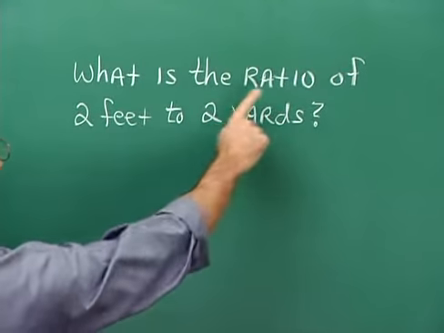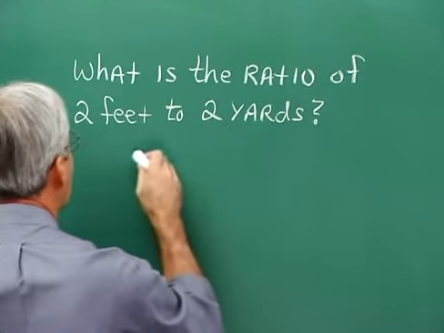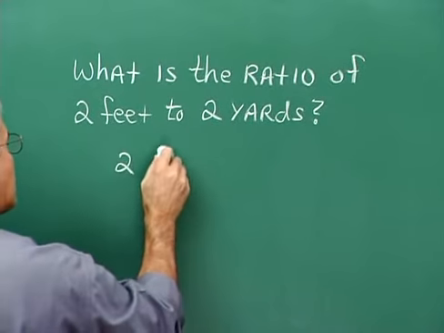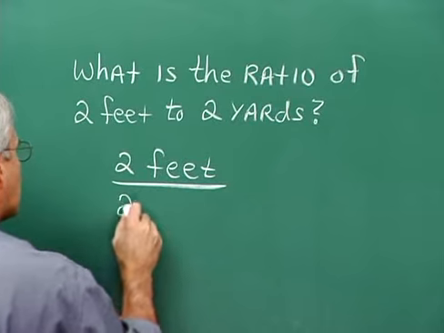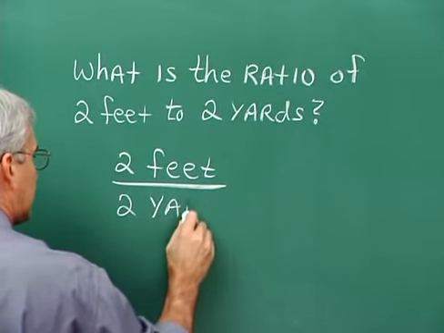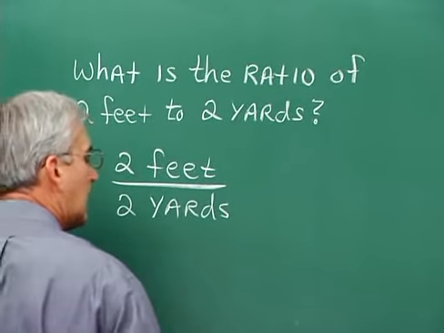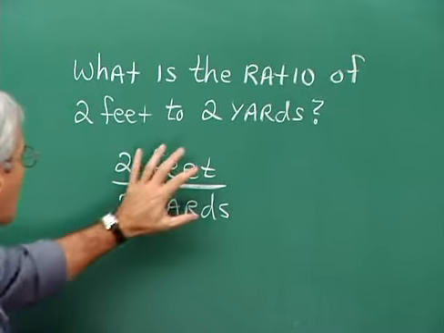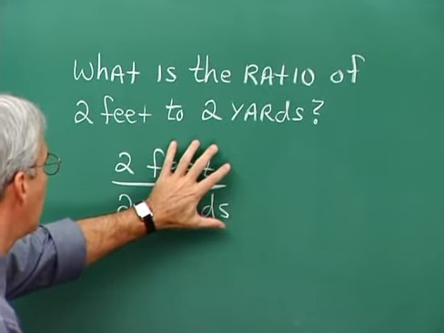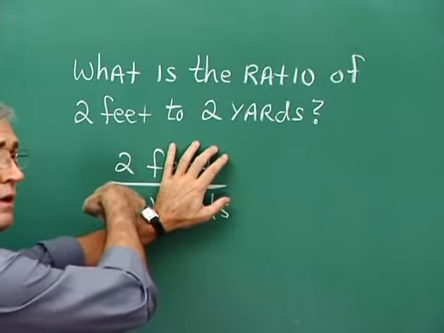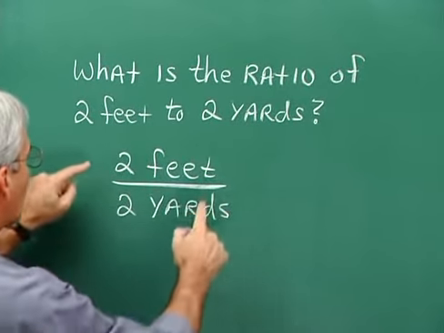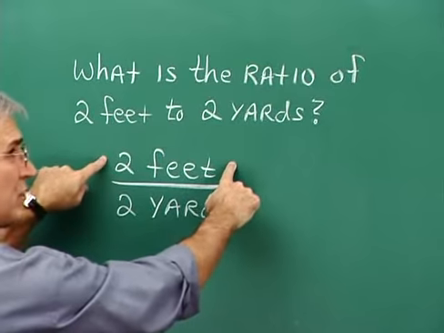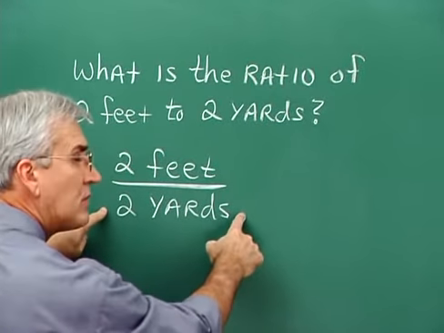If we're trying to write the ratio of 2 feet to 2 yards, then we could say that this is 2 feet to 2 yards. Now, notice that if we didn't write the units involved here, we would have 2 to 2. You see, and that wouldn't quite be accurate, would it? Because after all, 2 feet is a lot shorter distance than 2 yards is.